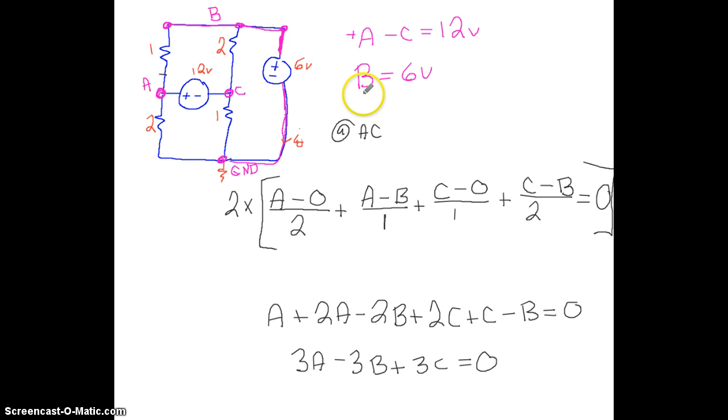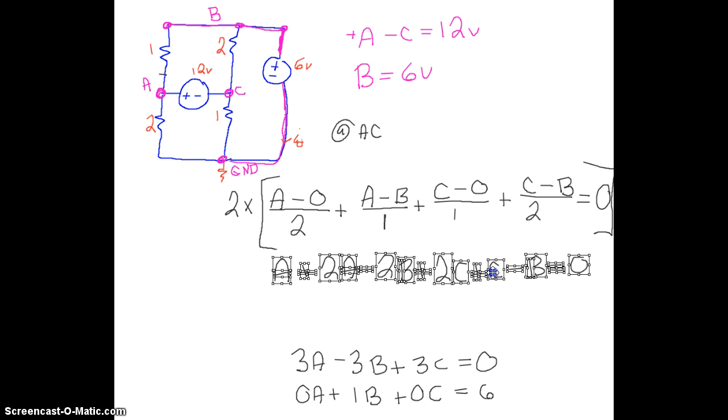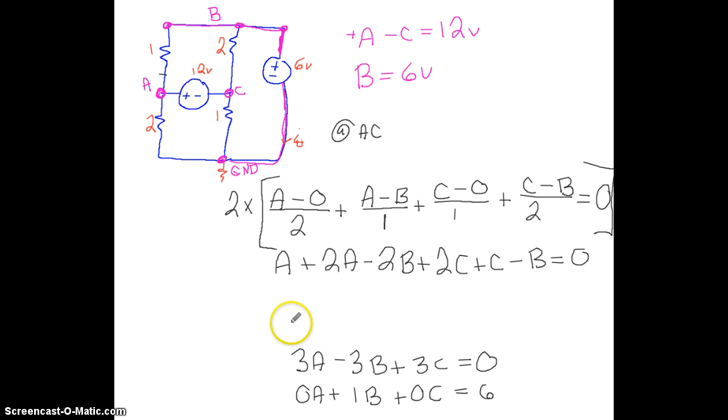For the next equation we're going to have B is equal to 6 volts. So we're going to have 0A plus 1B plus 0C is equal to 6. And then for the other equation, we're going to have A minus C is equal to 12 volts. So we have 1A plus 0B minus 1C is equal to 12.